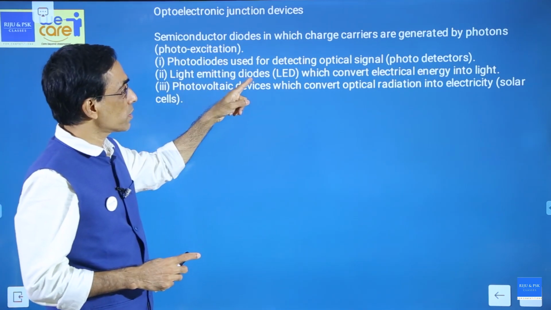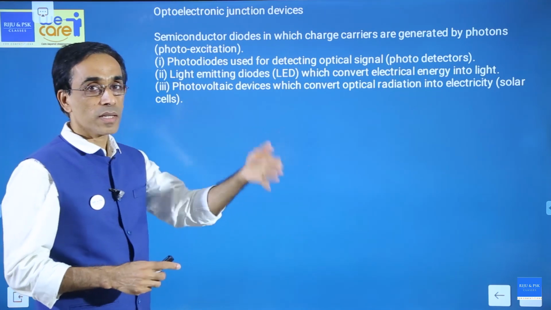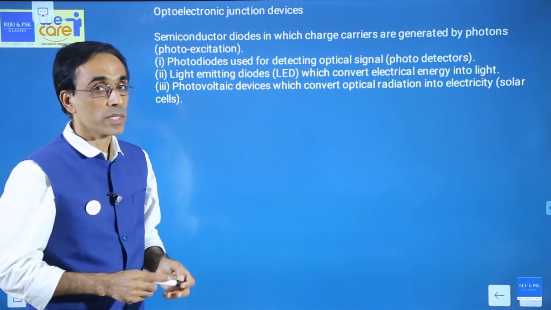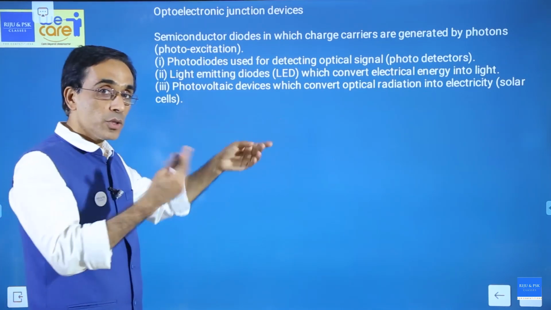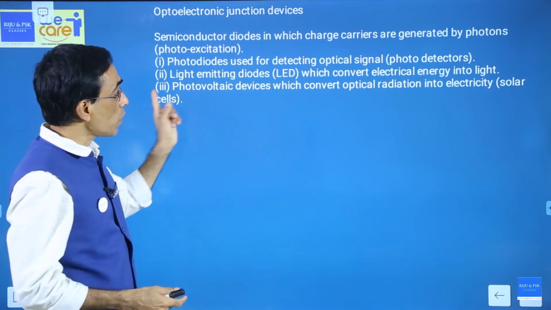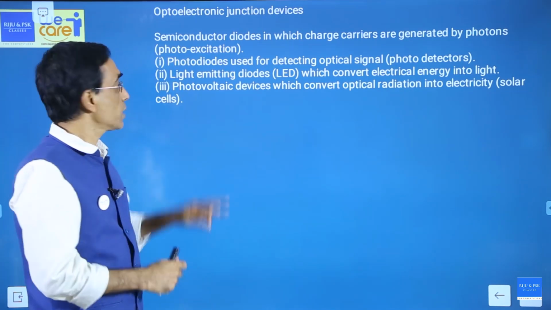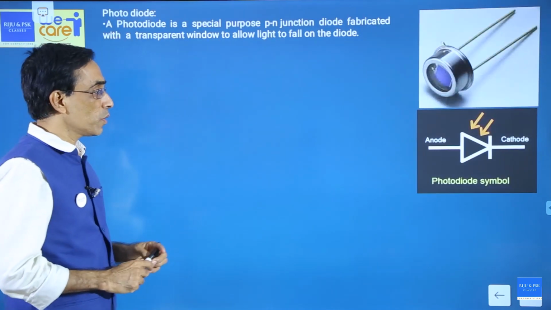Photodiode is used to detect light. Detecting variation in the intensity of light is called detecting an optical signal, photodetector. Light emitting diode produces light using electricity. Solar cell is the reverse, it produces electricity using light. These two are quite opposite to that. So let us start from a photodiode.